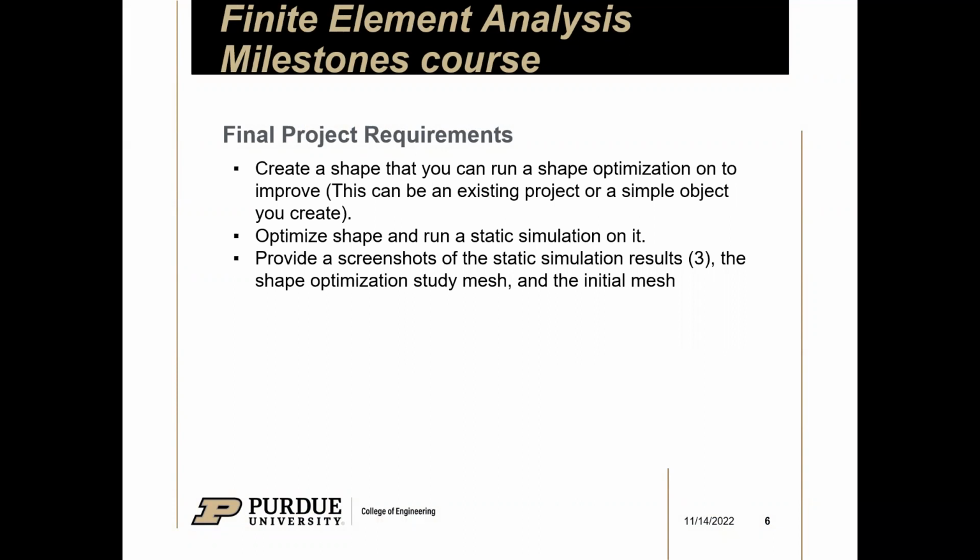What you need to do to prove to us that you did the project is show us screenshots. You're going to show us the 3 screenshots that you've been showing us for the static stress simulation at the end of the entire project. Then you're going to show us the shape optimization study mesh, which is after you run the shape optimization, that's basically the cut out part with the mesh already. And then the initial mesh, which is the mesh before you run the shape optimization. That's the first step, just generating the mesh, so just take a screenshot of that for us. So that's going to be a total of 5 screenshots in a Word document like usual.